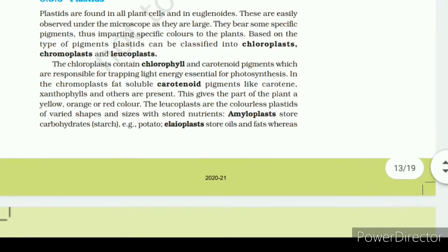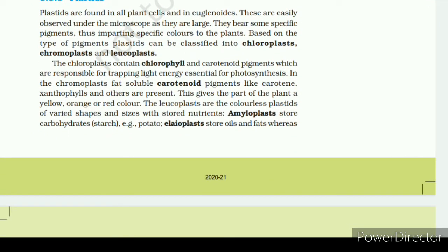The centrioles form the basal body of the cilia or flagella, and spindle fibers that give rise to the spindle apparatus during cell division in animal cells.